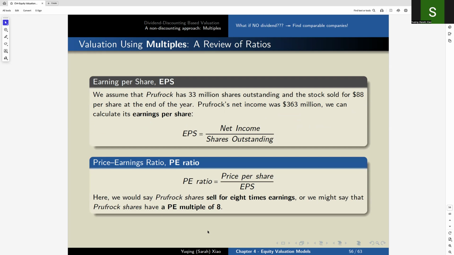To better understand multiples, let's review the pieces. Earnings per share, or EPS, equals net income divided by the number of shares outstanding.